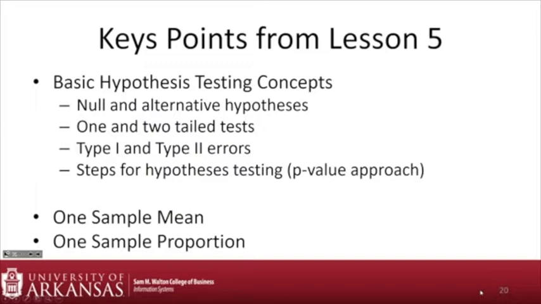From a jury perspective, probably, type 2 would be letting a guilty person go free, right? Okay, so from a jury perspective, what would a type 1 error be? Convicting an innocent person. And what would a type 2 error be? Not convicting a guilty person.